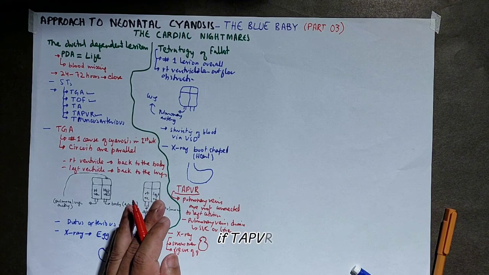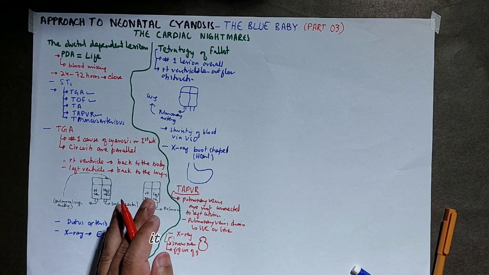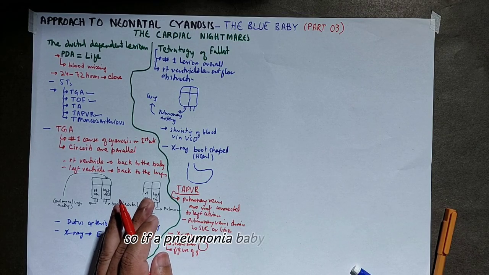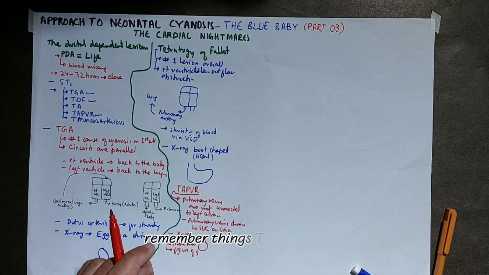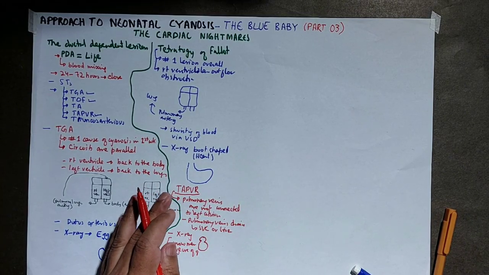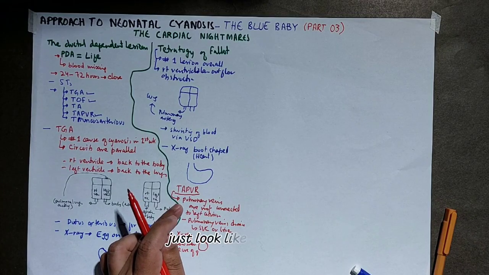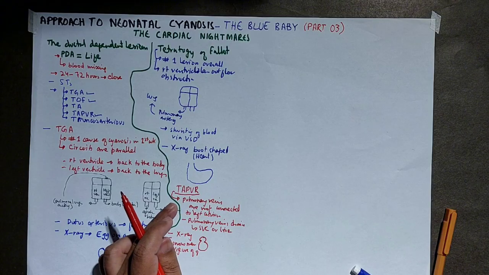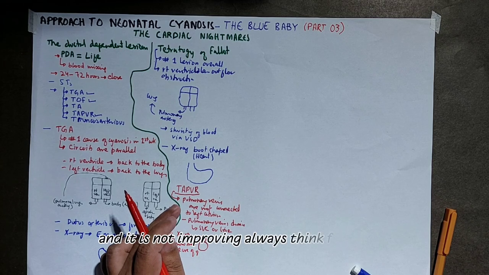If TAPVR is obstructed, the lungs white out. It looks exactly like pneumonia. So if a pneumonia baby fails to improve, remember, think TAPVR. Obstructed TAPVR just looks like pneumonia because the lungs white out. And if you are treating a baby like pneumonia and it is not improving, always think of TAPVR.